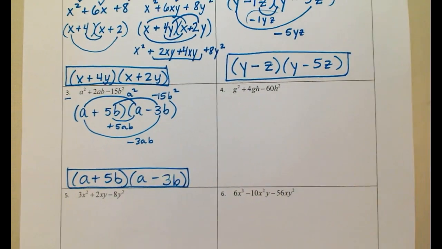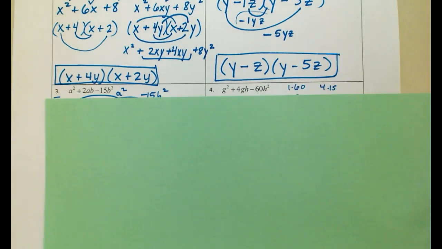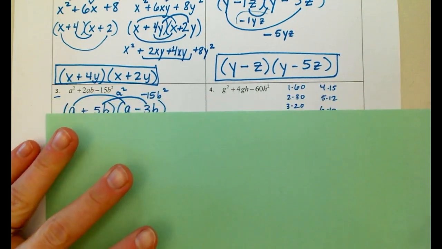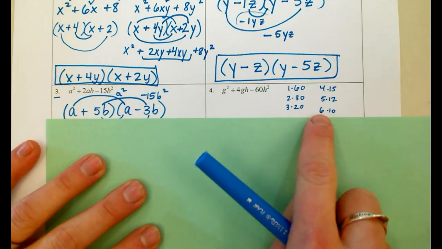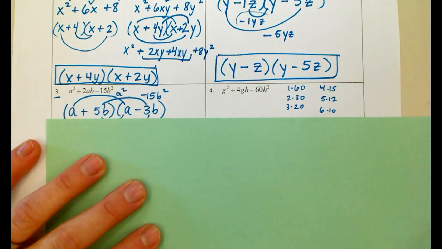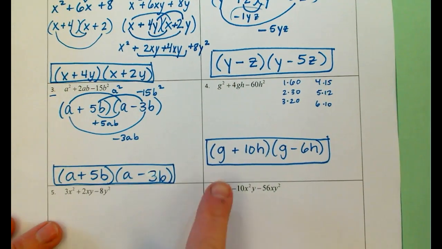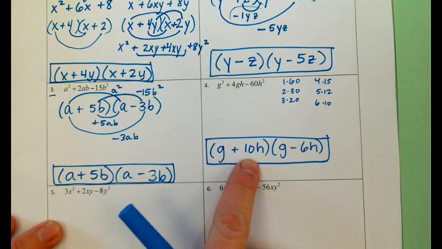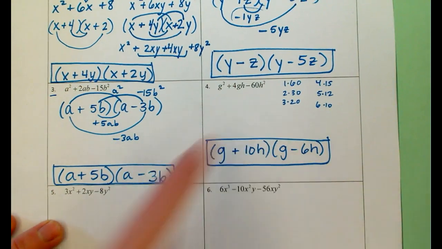All right, go ahead and pause the video and try out number 4. Okay, you had a few more options with 60. 60 could have been 1 times 60, 2 times 30, 3 times 20, 4 times 15, 5 times 12, and 6 times 10. I found out when I started to guess and check that my solution was 10 and negative 6. So my answer is g plus 10h times g minus 6h, multiplied back to my trinomial.